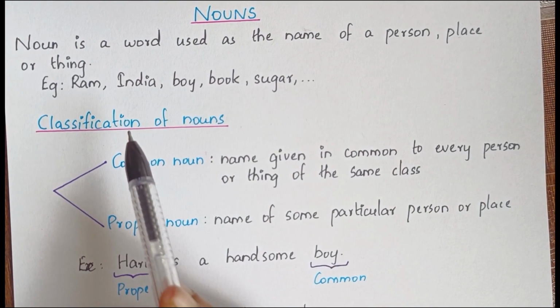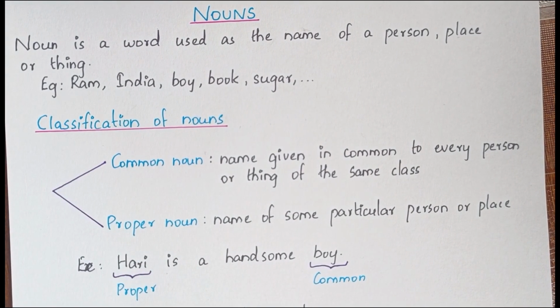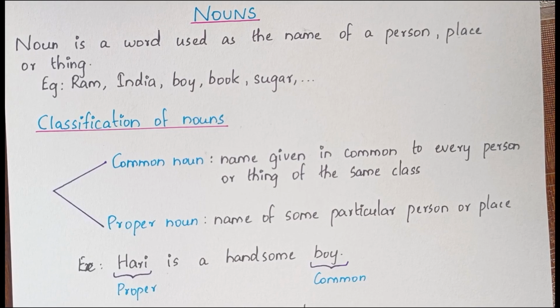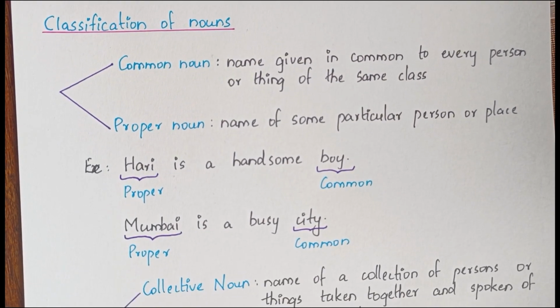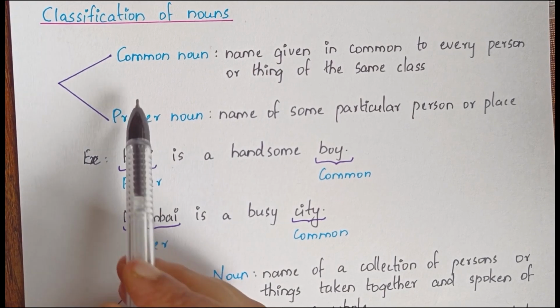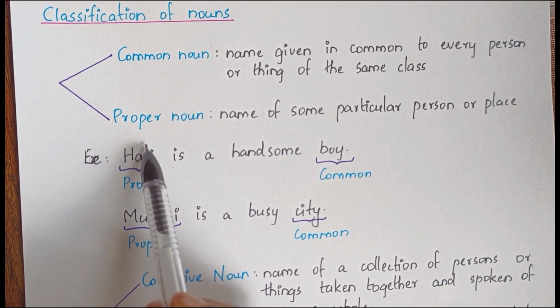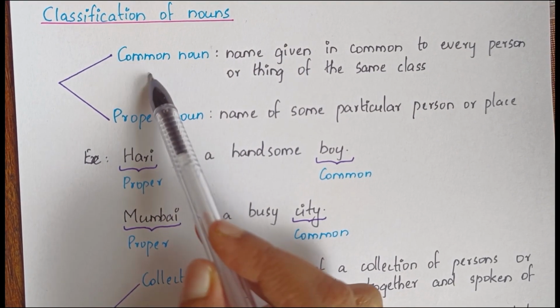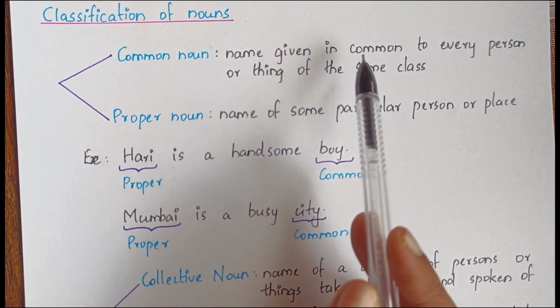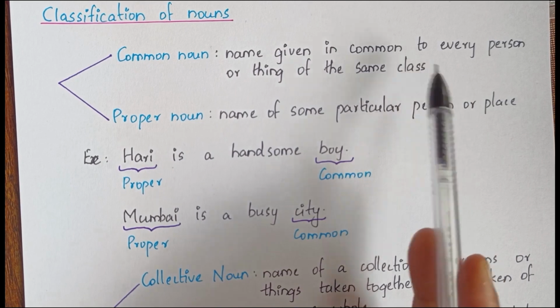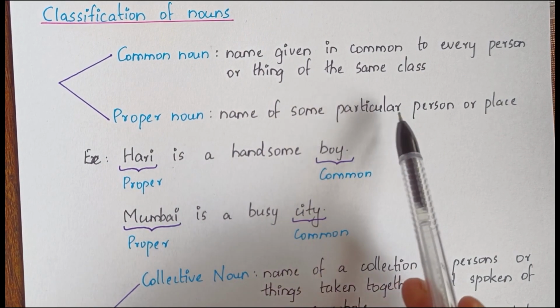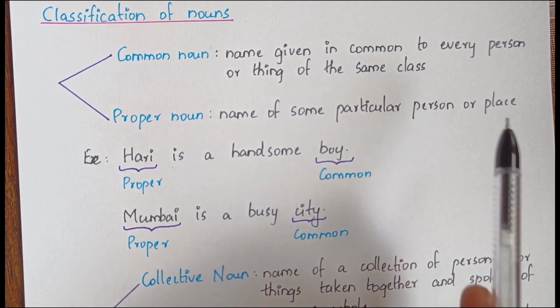Now we have so many classifications of noun. So here I am only dealing with those classifications which will be useful for your exams. So first classification is common noun and proper noun. Common noun is the name given in common to every person or thing of the same class. And proper noun is the name of some particular person or place.